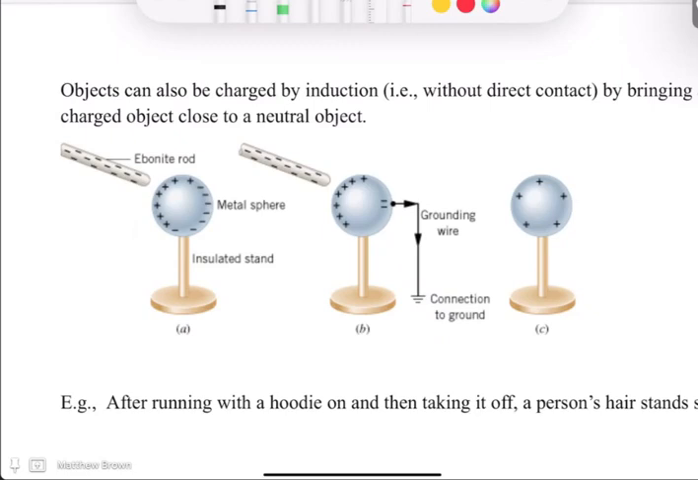So you get rid of that rod, and you can see that kind of in this final picture here. But now you've gotten rid of some of the electrons, and so what you're left with is a net positive charge on this sphere. And so that's induction, right? You don't actually touch, right? You don't actually let this ebonite rod touch the thing that you're charging. So we say that you induced a charge.